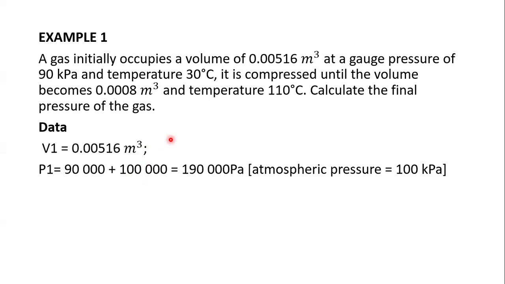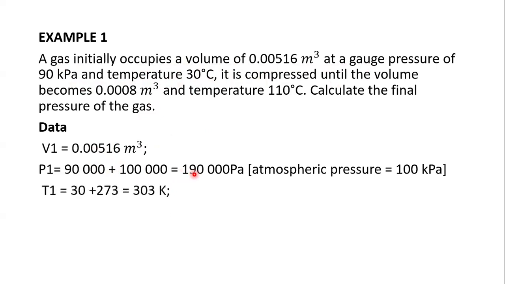So 90,000 plus 100,000. Our answer is 190,000. Here, we're just trying to explain where this value is coming from. So this is now the absolute pressure, the one we talked about. Let me emphasize: when you're putting down your data, as long as you've been given a gauge pressure, do not proceed to the calculation. First, make sure you convert that gauge pressure to absolute pressure. Then you can go ahead and use it in the calculation.